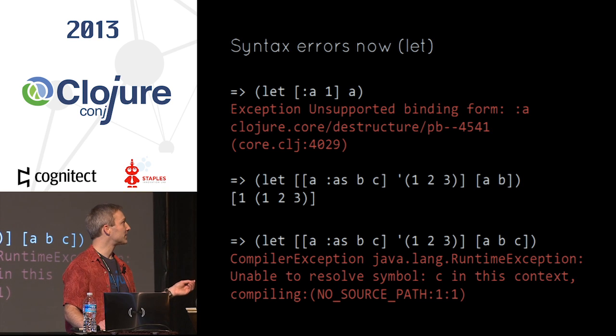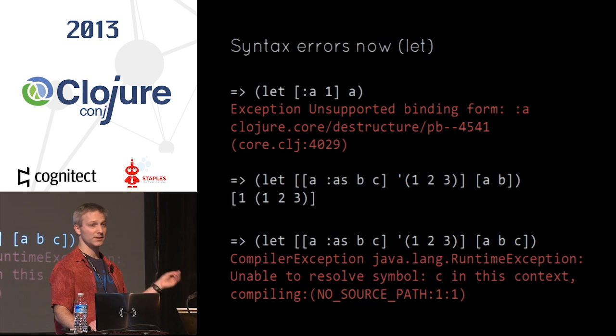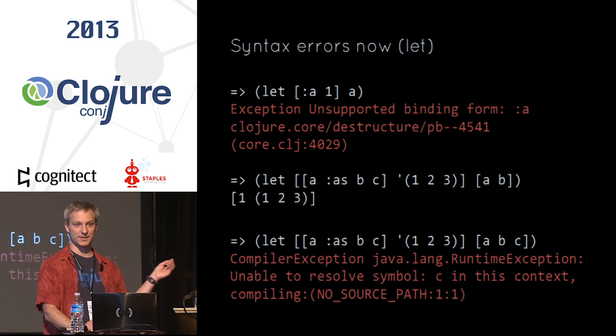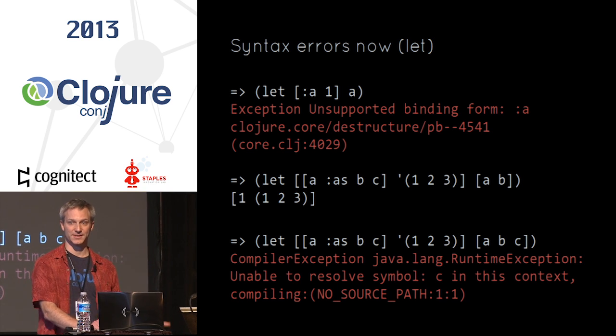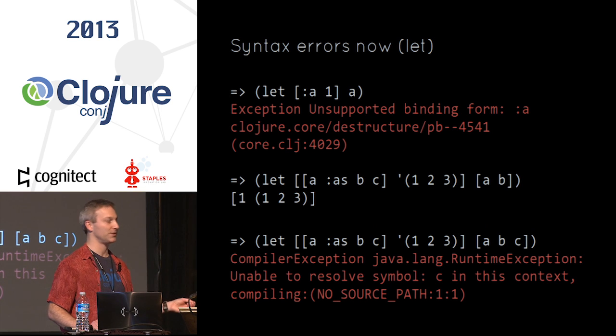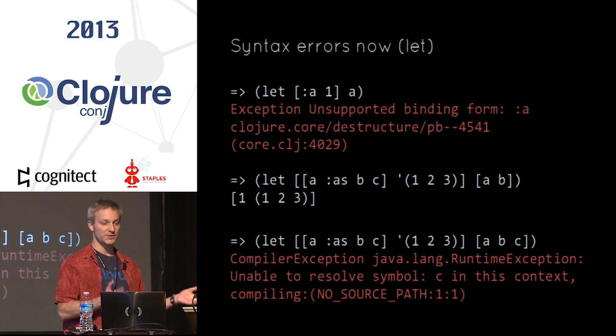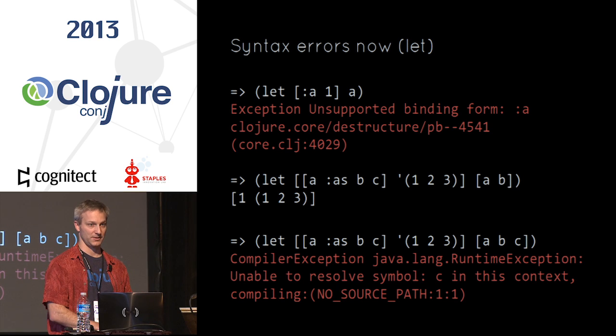If you look at the error message, it's coming from nowhere in the code that you typed. It's coming from someplace else, specifically line 4029 of core. So you're kind of lost if you're new to Clojure. It tells you what went wrong, but it doesn't tell you where it went wrong. And for that matter, it doesn't actually tell you what you could have done right.